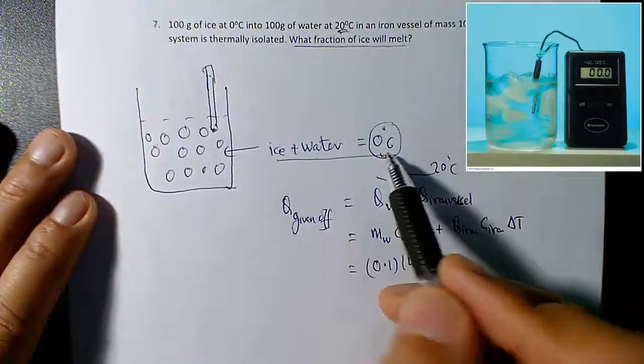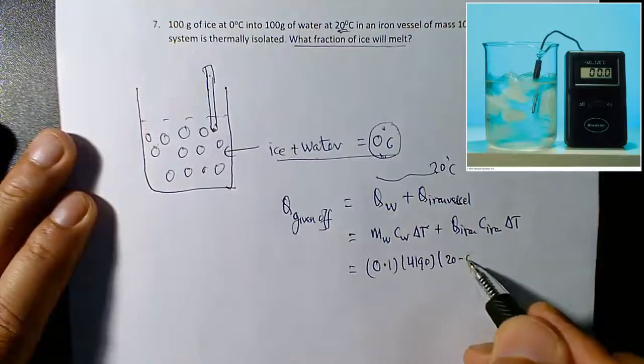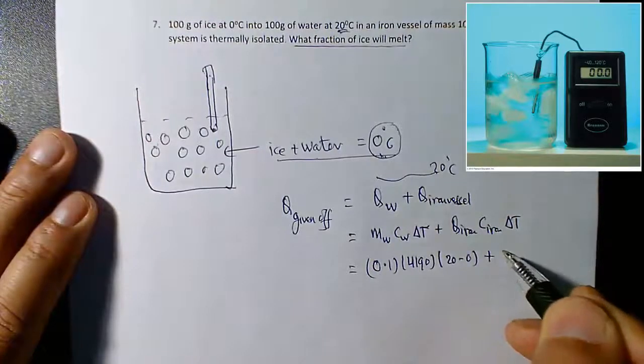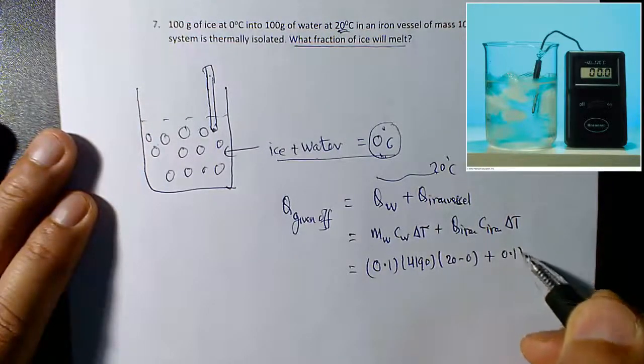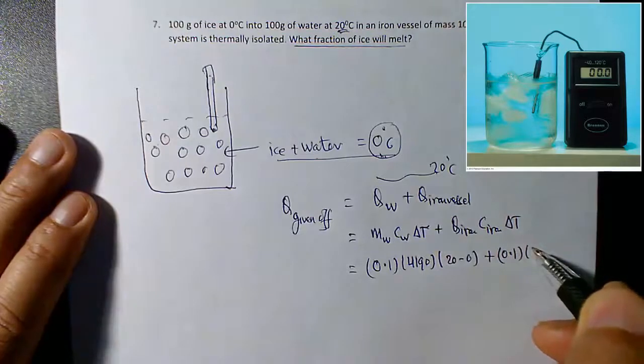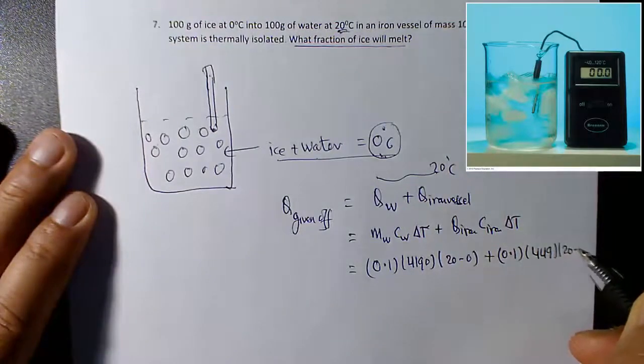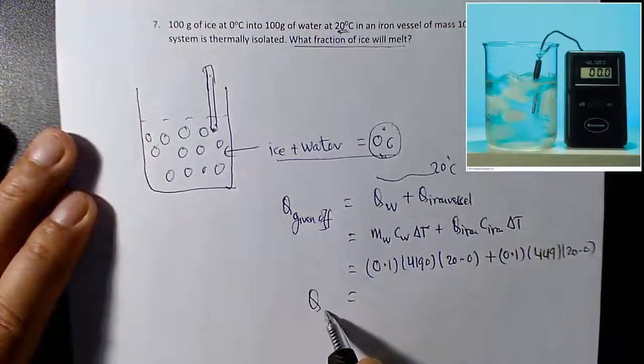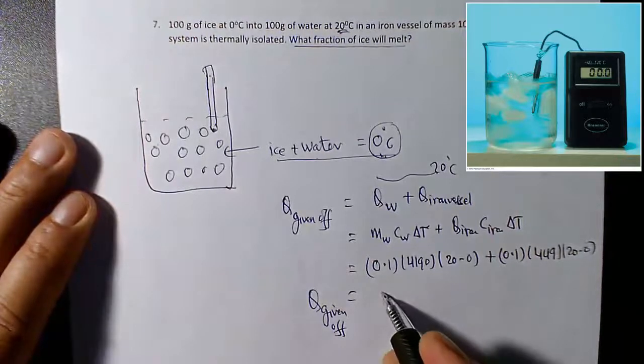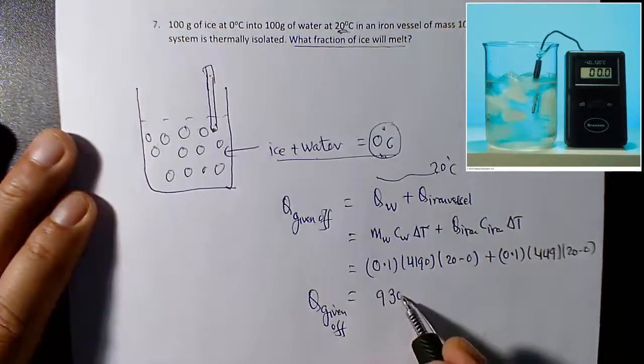So that's the first assumption. So 20 minus 0. Iron vessel has 100 gram mass, same. The specific heat capacity of iron, if you see the table, is 449, and again 20 minus 0. If you do that, the heat given off by the hot objects is 9300 joules.